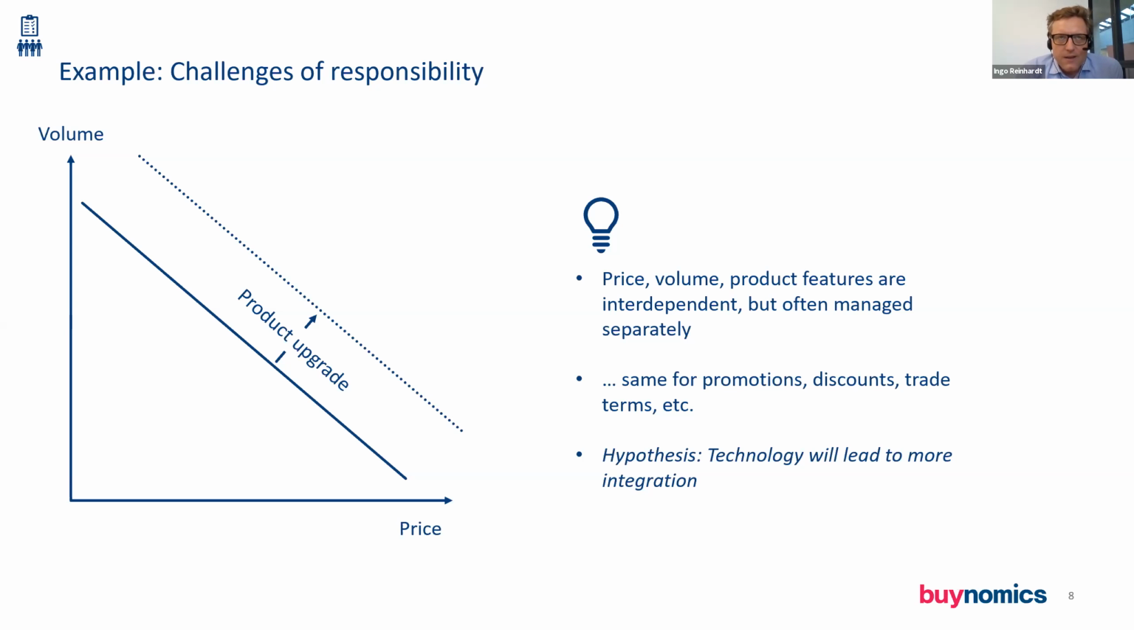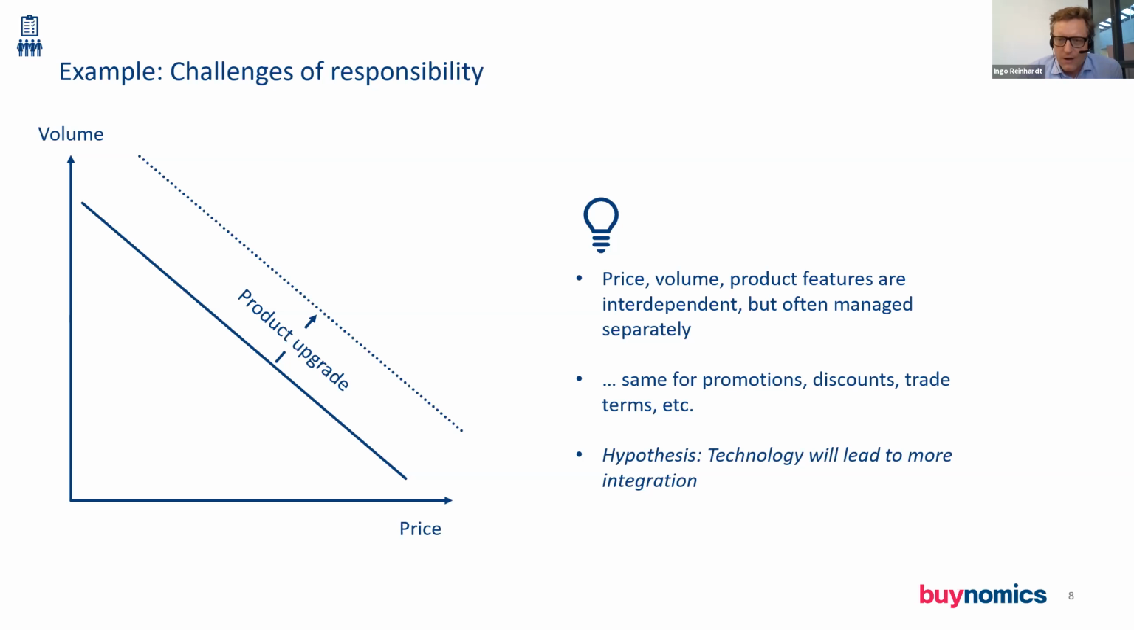And I think the key, and you have this between price, volume, obviously, also product features. So if you build a better product, then this shifts the demand function. But you also have it between promotions, discounts, trade terms, and so on. And in almost all organizations that I've seen, this is a potential source of conflict, and something that would help the organization a lot if it's addressed properly.